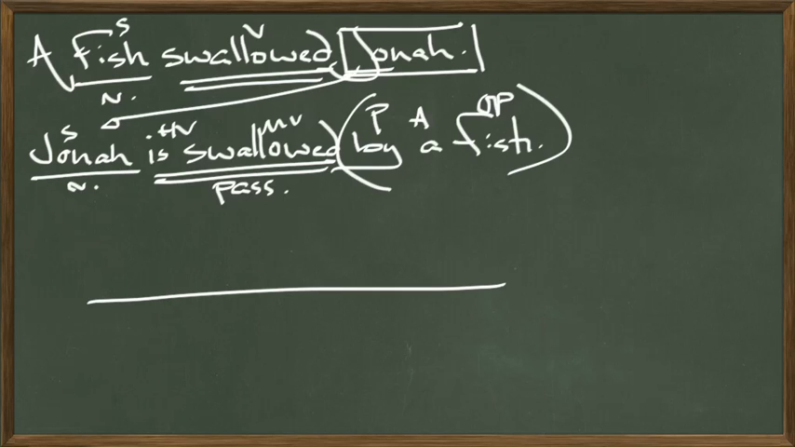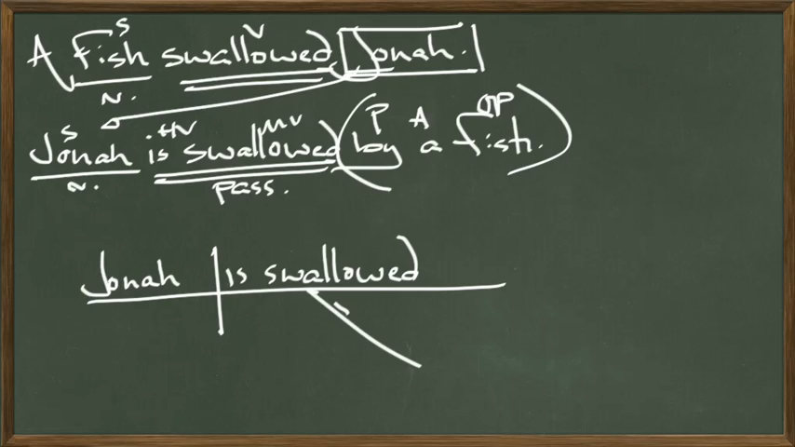So we diagram it by drawing a straight line and dividing it. Jonah, I hope you're seeing the repeated pattern over and over again. That's the point of this video. Jonah is swallowed by a fish.